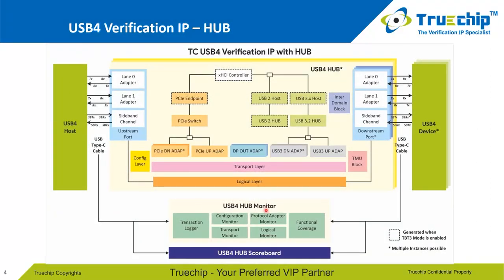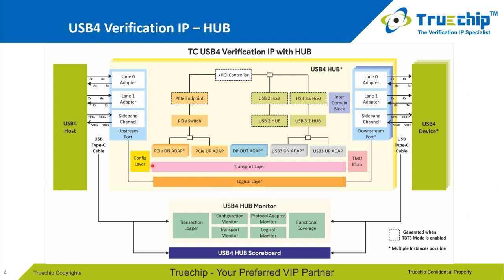This is the TrueChip's USB4 hub block diagram, which is shown in the figure on screen. There can be multiple USB4 hubs, which can be connected to multiple device routers or retimers as well. Currently, the USB4 hub here is connected to a host router and a device router. USB4 hub contains the logical layer, that is lane adapters at the upstream port and the downstream port, which is then connected to the transport layer that receives and transmits transport layer packets.